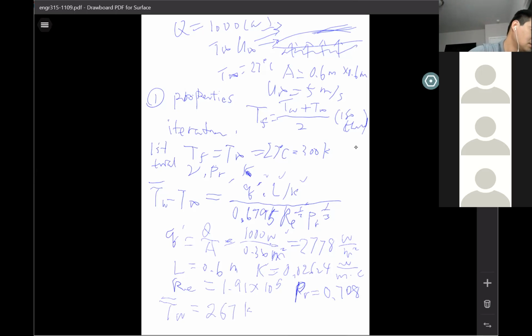No, hold on. Yeah, 240, 267. No, I'm sorry, 240, I think, right? Is that 240 or 267? I think it's 240, and it plus the ambient temperature. Okay, TW will be 240 plus 27 C. It's not K, I'm sorry.